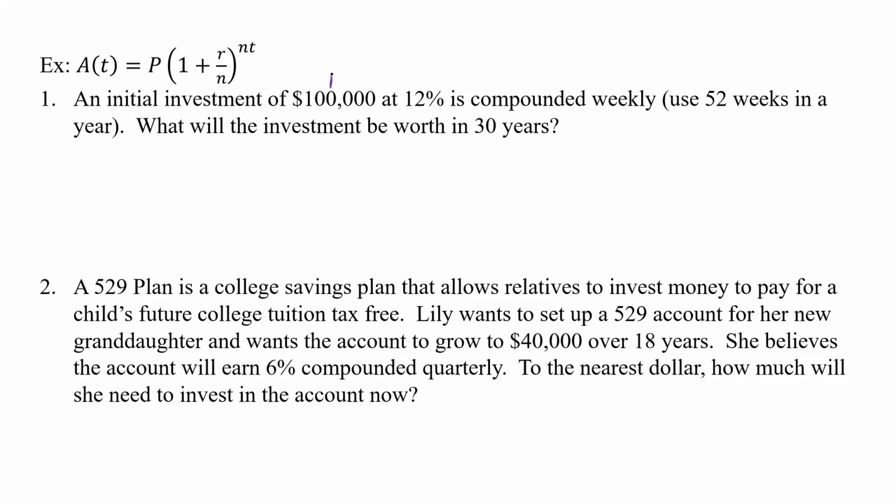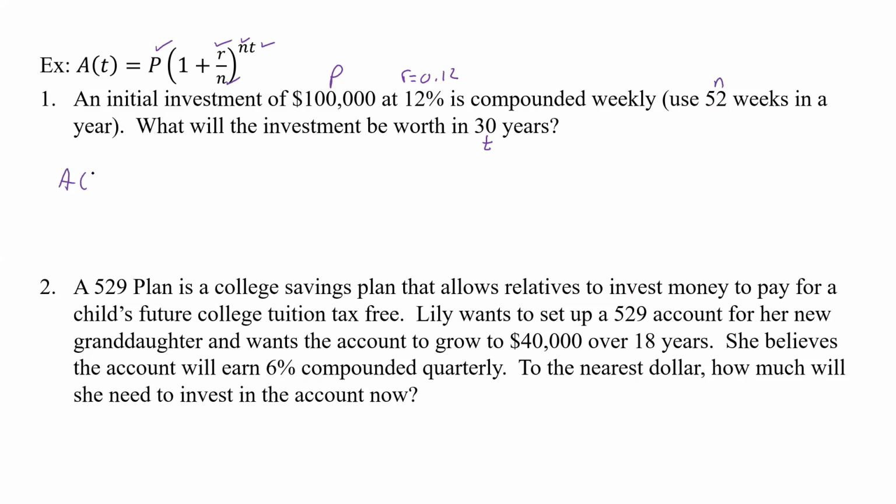Well, initial investment, that's my P. At 12%, well, that's my R, but again, remember, we have to put that into decimal form, so that's going to be 0.12. It is compounded weekly, so that is going to be my N, 52 weeks in a year. What will the investment be worth in 30 years? Well, that's my T. So just reading the problem, I was able to find my P, my R, my N, and my T. And now I just plug it all in and I get my value.